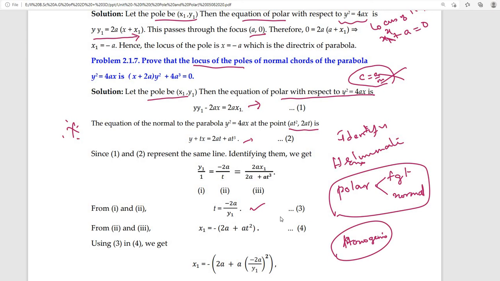The other types of problems are: given the pole, find the polar, and given the line, find the pole. Only these types of problems are discussed in this video.